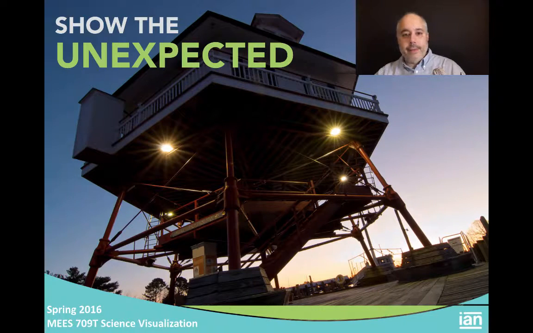Oftentimes we all go out to places and we take photos standing at the same height and we get the same photograph. One of the tips I often give in photography classes is change your perspective. Get down low, lay on the ground, get up high somewhere and shoot down. Find a way to shoot something from a different place and really make it fresh and unexpected.